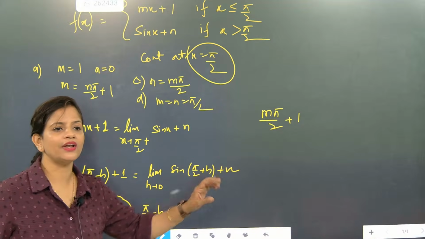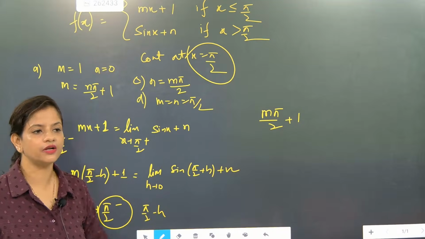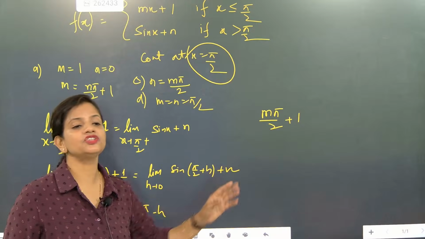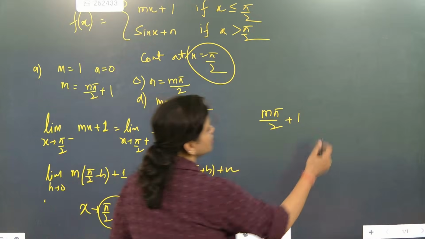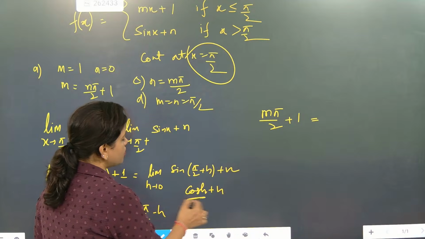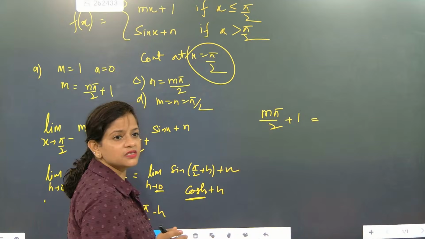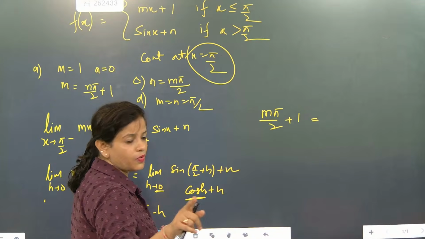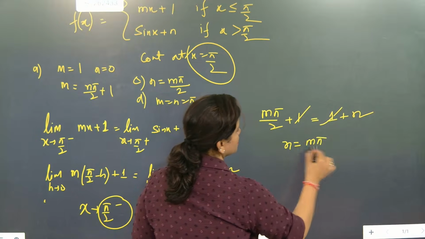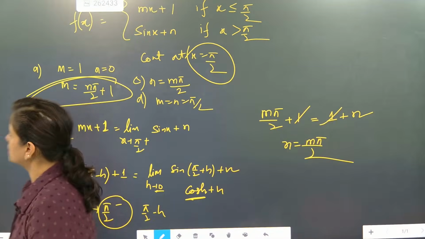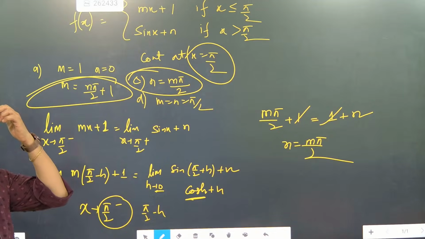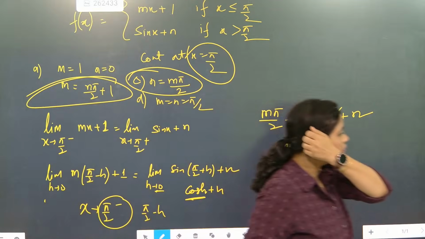Now 180 plus theta, 90 plus theta. 90 plus theta is which quadrant? Second quadrant. In the second quadrant, sine is positive. Since 90 is there, the trigonometric ratio will change, it will become cos. So it will become cos h plus n. And cos h, cos 0 is 1. This one or this one? n is equal to m pi by 2. That's it. So like this you have to play.